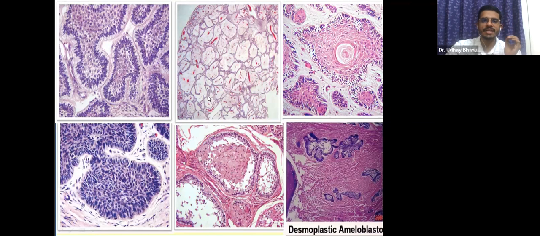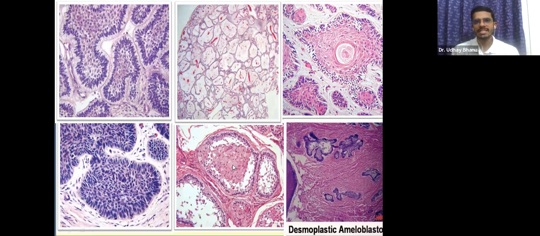Then you have the granular pattern. Granular cell ameloblastoma is where the central cells will undergo a floccular appearance with a granular cytoplasm, a granular and eosinophilic cytoplasm.